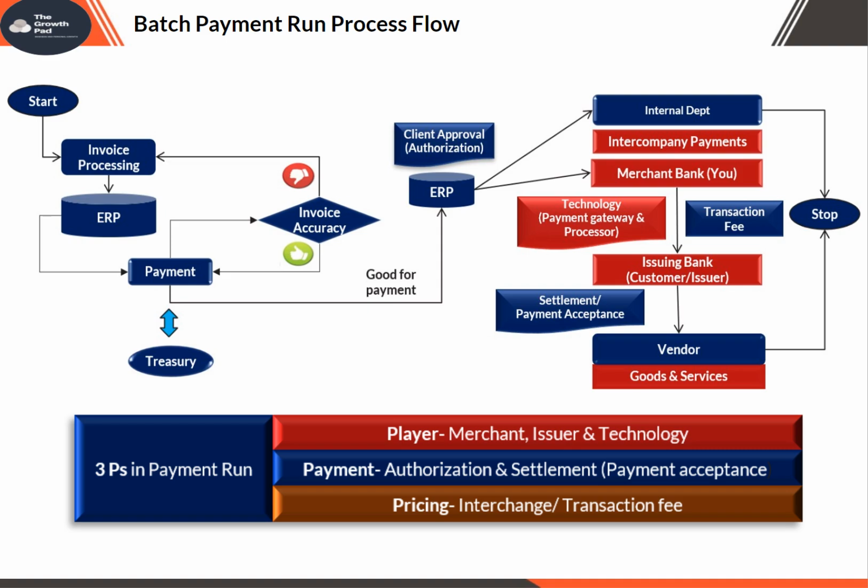Once payment is issued, the vendor or supplier receives the payment for goods and services shipped and delivered to the purchaser. This process is also known as settlement or payment acceptance. After the payment is received, the cycle of payment is complete. Please note the movement of currency or payment from one bank to another bank. We have 3 Ps involved in the payment cycle. One player is highlighted as the merchant bank. Second is payment, highlighted as authorization and settlement, payment acceptance. Finally, we have the pricing, interchange, and transaction fee for the exchange process.